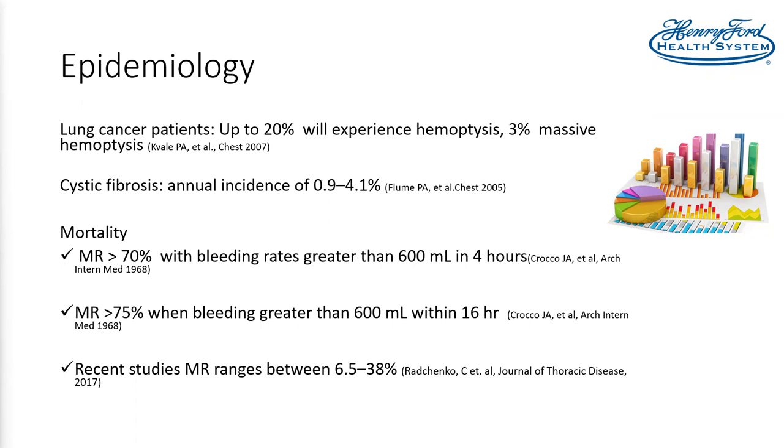Mortality-wise, early reports in literature mentioned a mortality rate of above 70% for bleeding greater than 600 ml in 4 hours, which is pretty high. Before they started using bronchial artery embolization, if the patient was not a surgical candidate, the mortality rate was above 75% if the bleeding was greater than 600 cc within 16 hours. Now, recently, with improved diagnostics and therapeutic modalities, the mortality rate has dropped significantly, to 6.5 to 38%. Which is good.